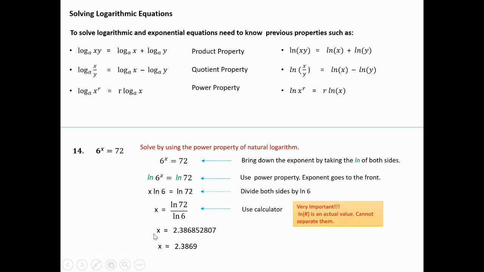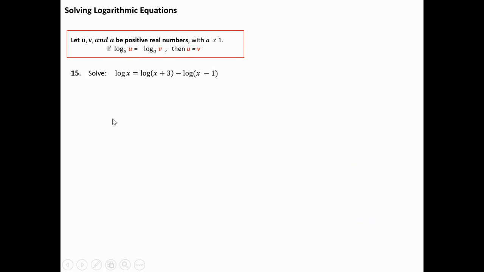Again, it's very important, guys, that the ln of 6 is a number. The ln of a number is an actual number. You cannot separate these two. That's why we divided by the ln of 6, because it's a number. Please don't forget that.